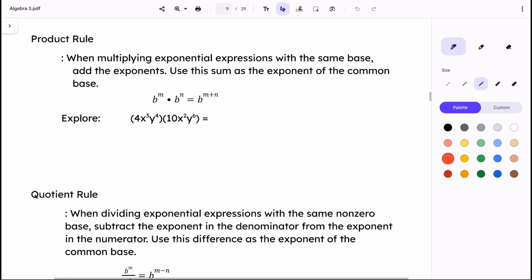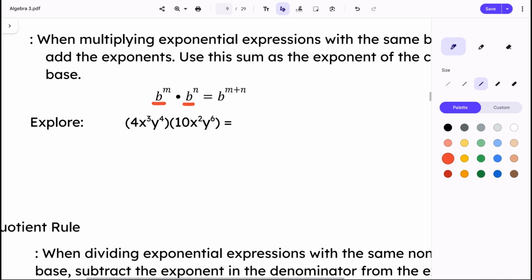But the product rule, we're going to start there, says that when you're multiplying exponential expressions, if they have the same base, and the same base would mean they're both numbers, or they're both the letter A or the letter B or the letter X, then you can add your exponents together. So they're showing that to you here symbolically. B and B would be considered your bases, and they're both separately raised to different exponents here. In order to simplify this, you would just add your exponents. So we're going to do that on this example here.